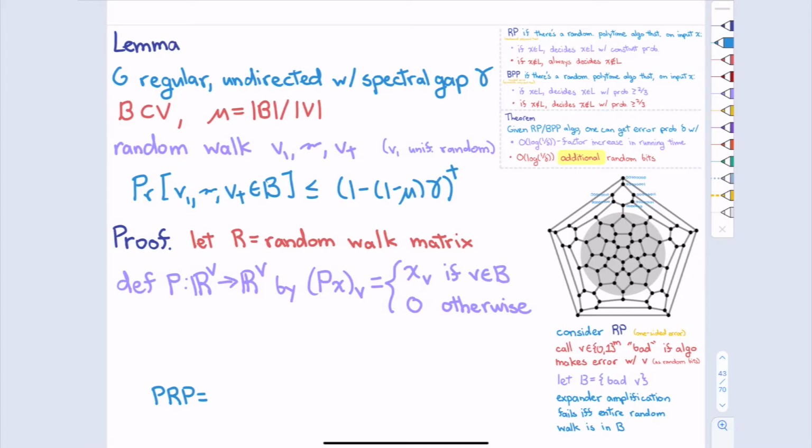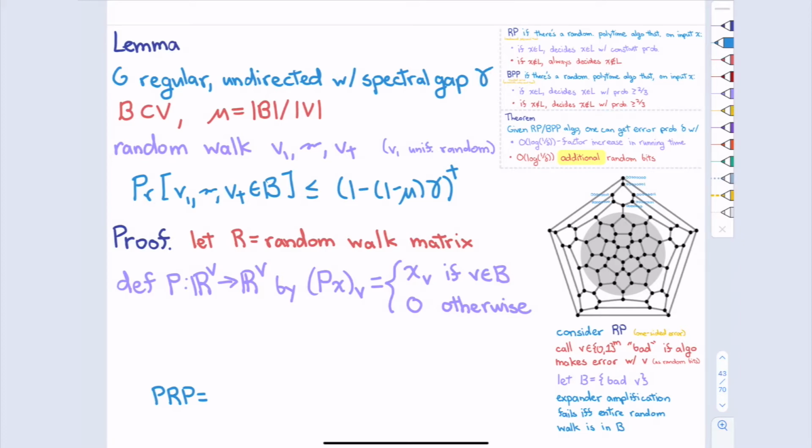Okay. So if I look at PRP, what does that do to a random walk? Imagine I'm some distribution over the vertices, and I apply PRP. What does that do to it? Like the matrix is now only for walks that start in B and end in B. So at some level, it's sort of restricting our attention to B.